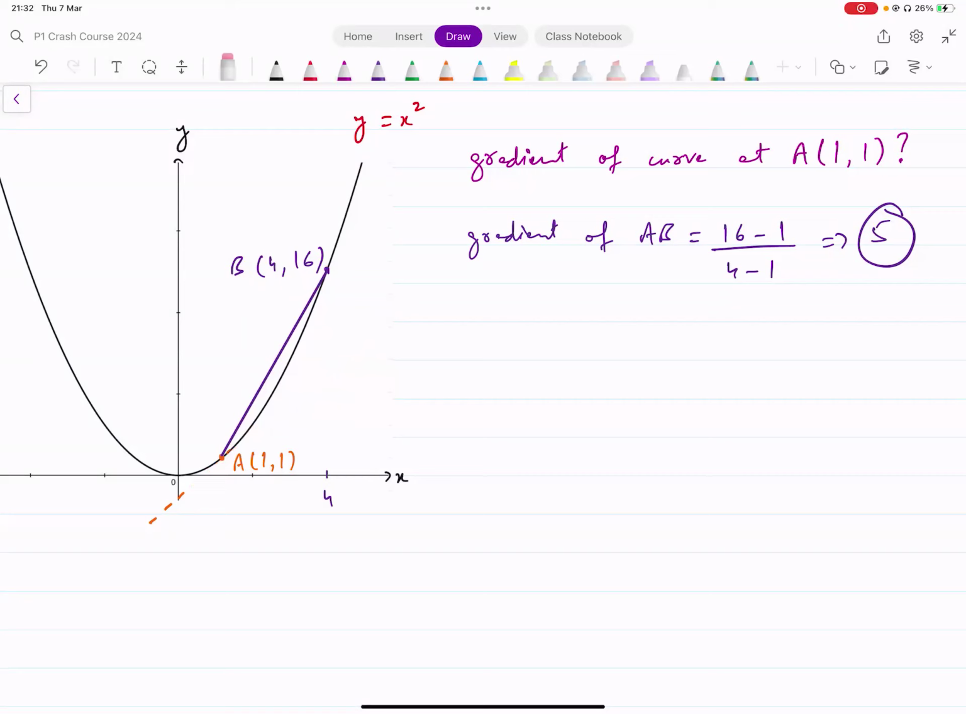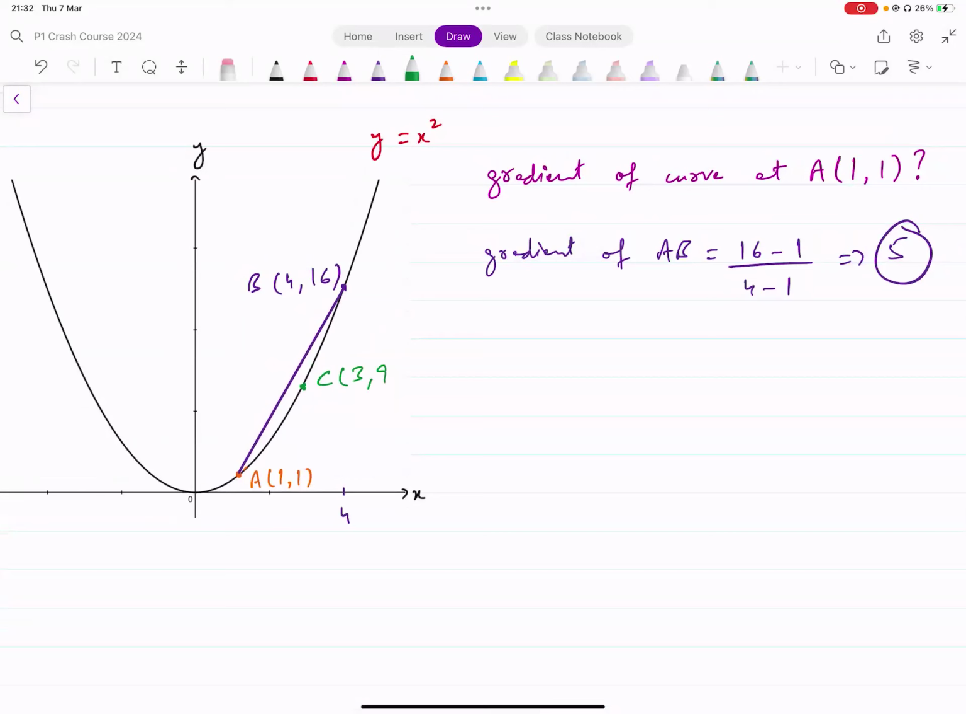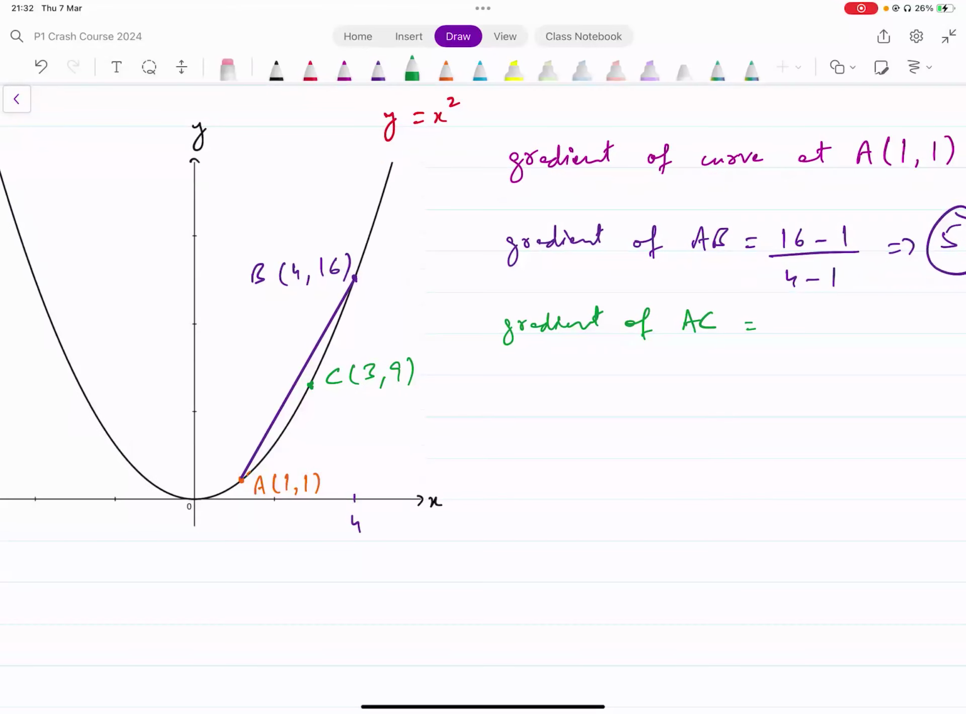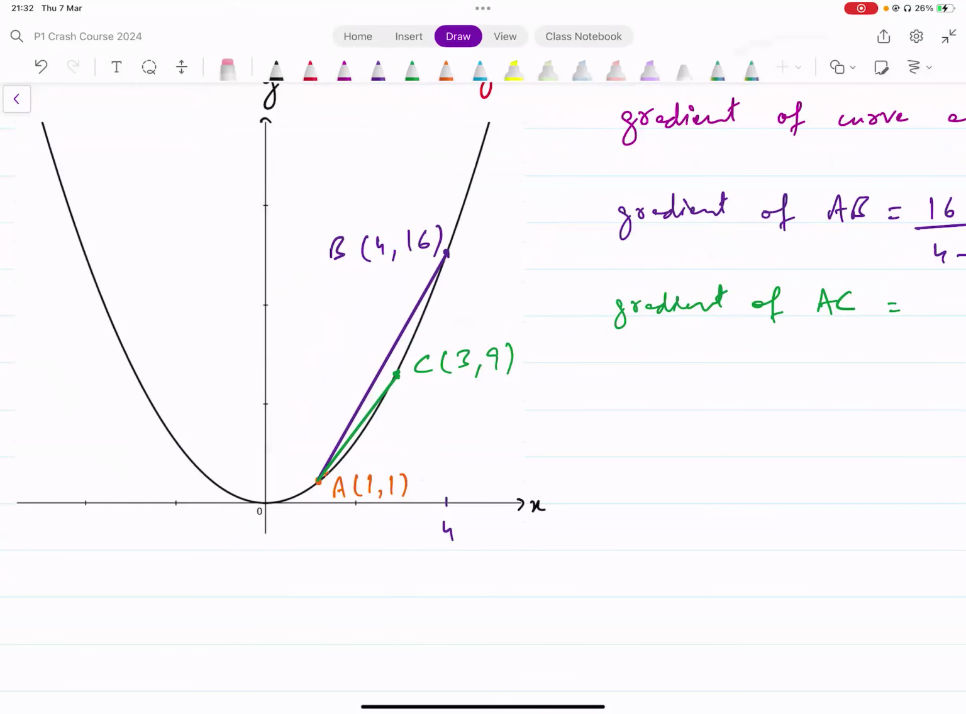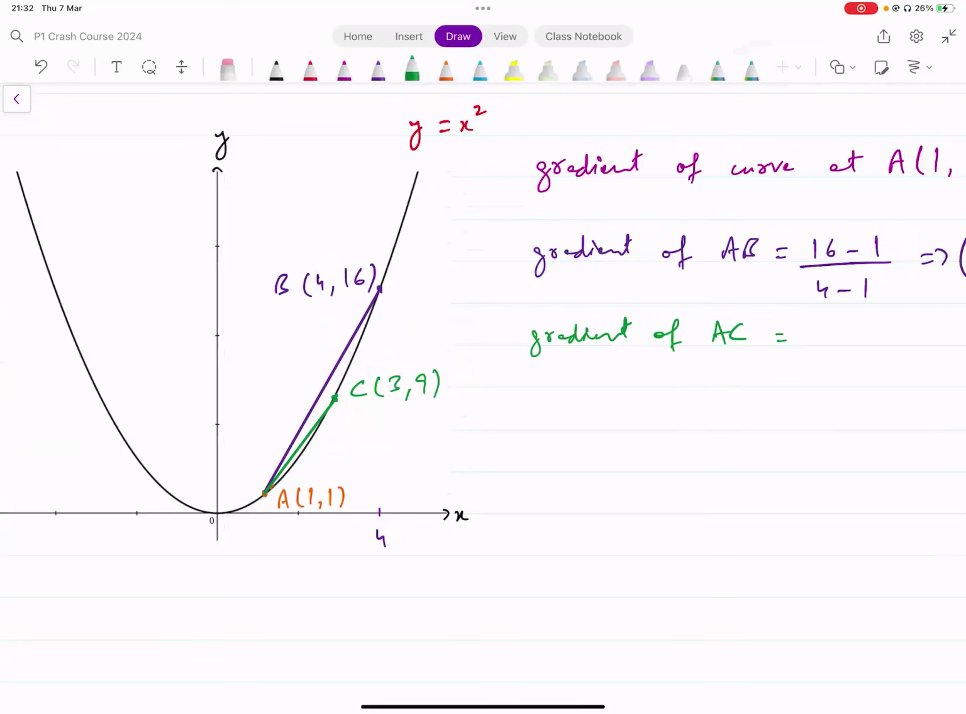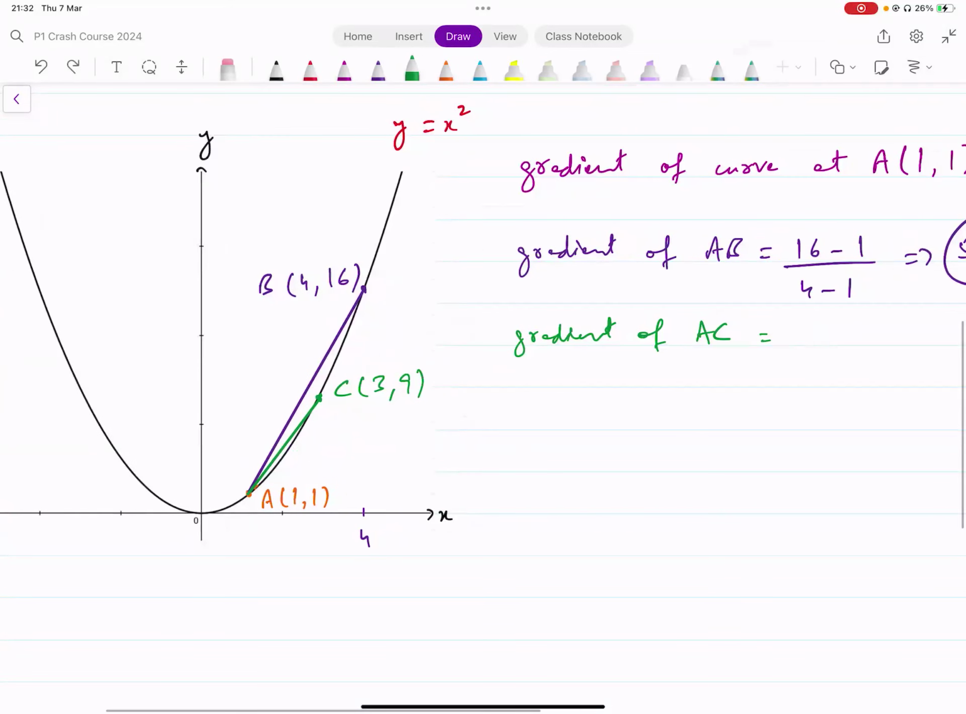Now, what if I were to take another point instead? Let's call that point C, and I'm taking the x coordinate of C to be 3. What about the corresponding y coordinate? The corresponding y coordinate would be 9. What about the gradient of AC? If I were to draw a line here from A to C and find the gradient of this line, let's see what that is. That's 9 minus 1 over 4 minus 1, which turns out to be 4.